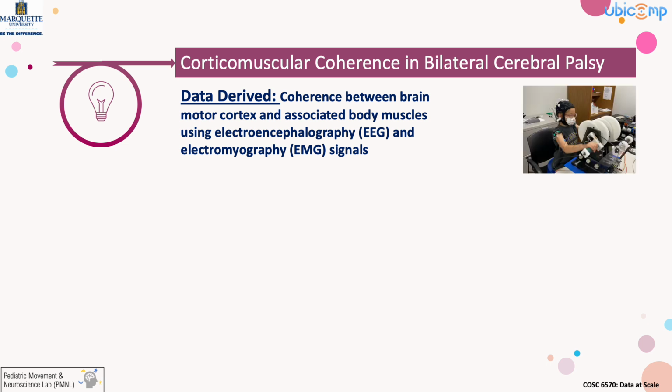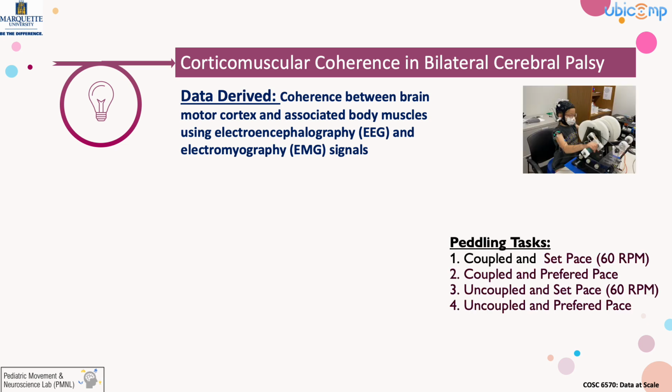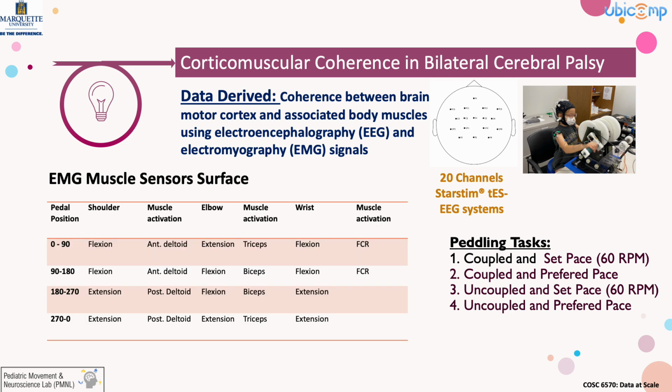This is the study conducted at the PMNL lab. There were 4 pedaling tasks. We collected data from a 20-channel start-time EEG system, and we collected data from 10 muscle surface positions on both hands, left and right hand.